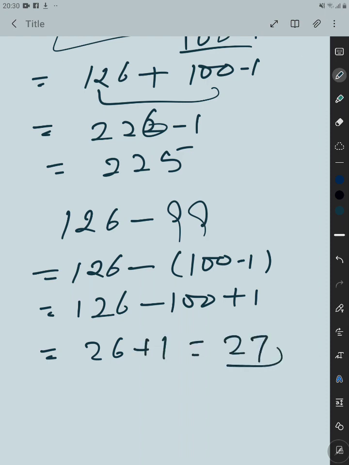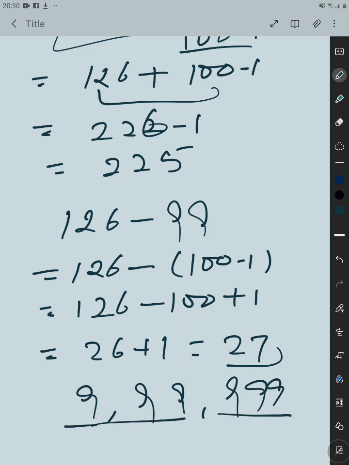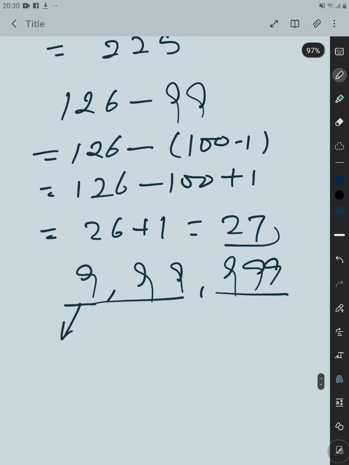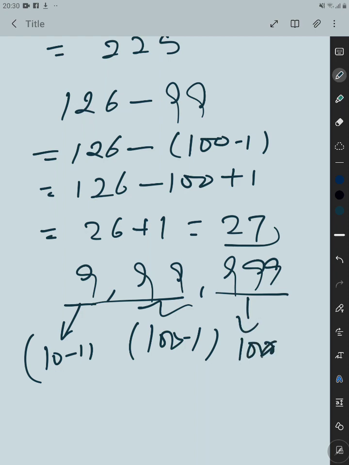What we are trying to tell here is that if there is a number like 9, 99 or 999 for subtraction or addition, you need not sum or add these numbers directly, but instead you can write these numbers as 10 minus 1, this one as 100 minus 1, and this one as 1000 minus 1. If you do it like this, then the calculation will be quite faster and easier.